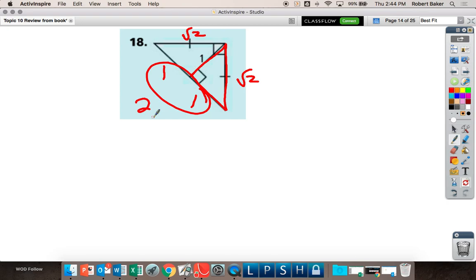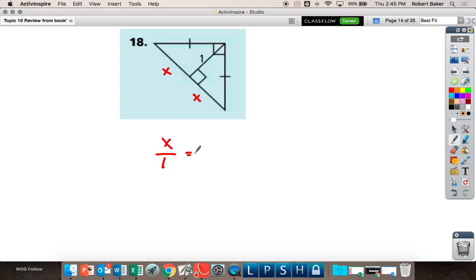Now, if you didn't like that, you could have gone back to right triangles inside of right triangles. This is x, because they're the same length. And you have x over 1 equals 1 over x. Remember that test? 1 times 1 is 1. x times x is x squared. The square root of 1 is 1.